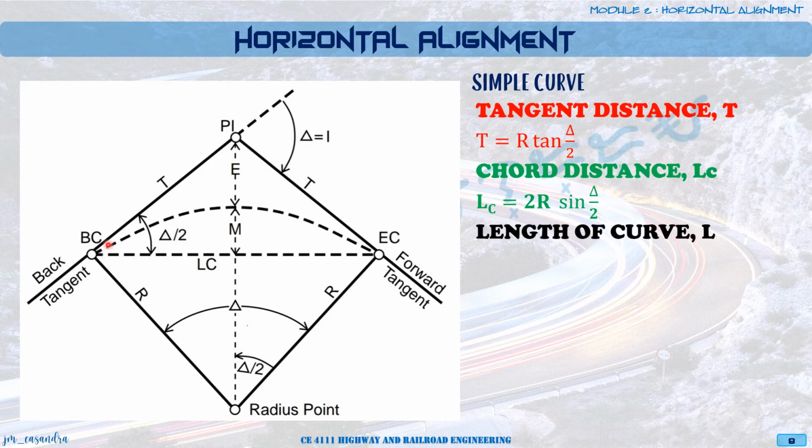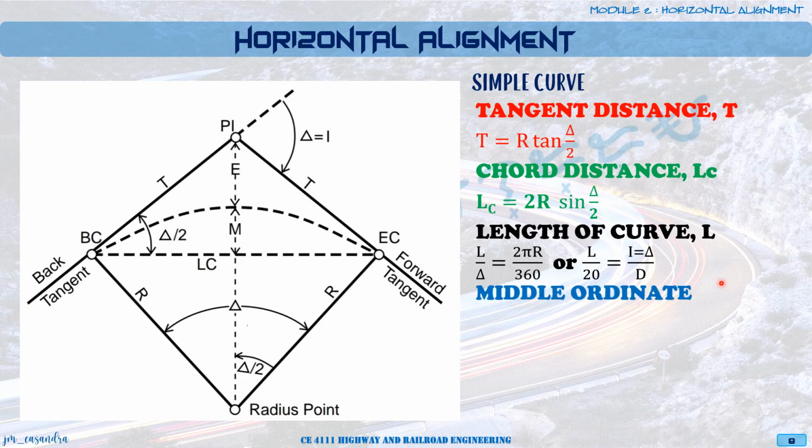We have the length of your curve, L. That's solved as L over delta equal to 2 pi R divided by 360. Or we could also solve this as L over 20 is equal to delta over D. Okay? So whichever is given. If the radius is given, then we use the first equation. If the degree of curvature is given, then we use the second equation.